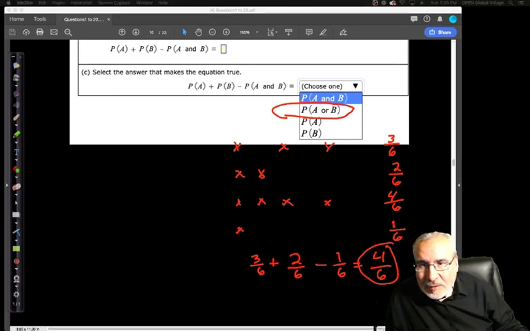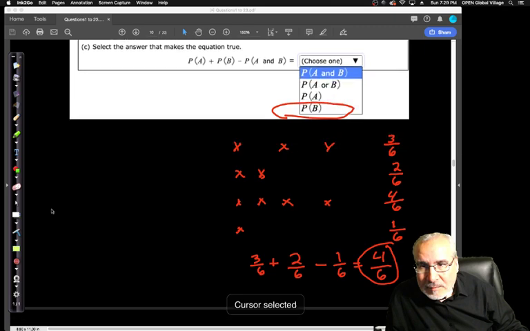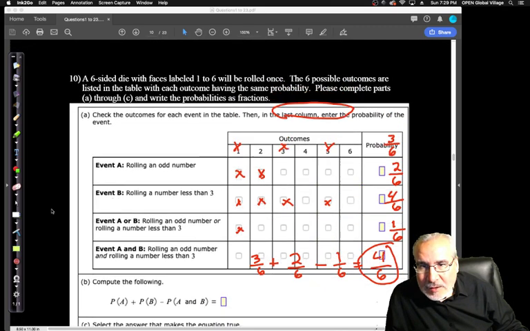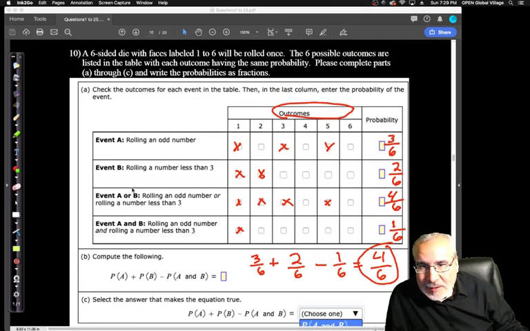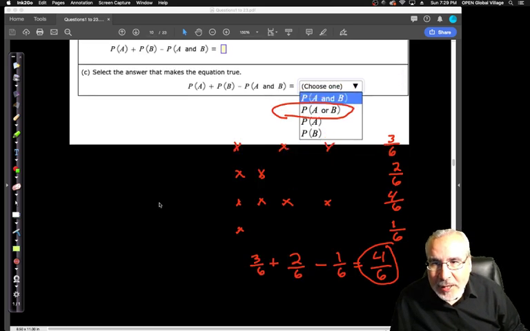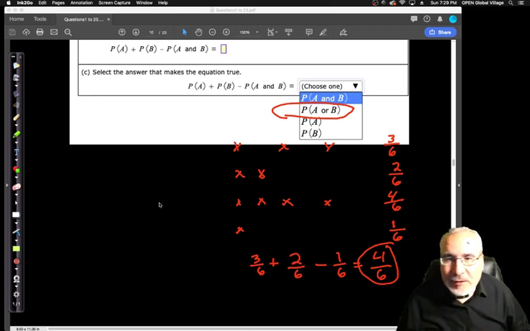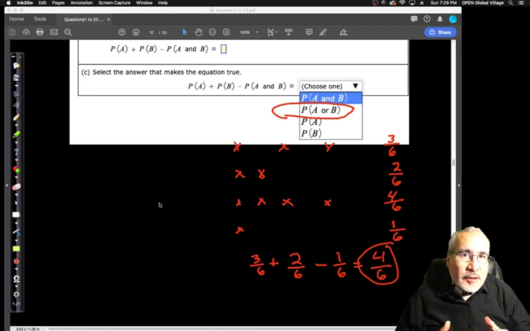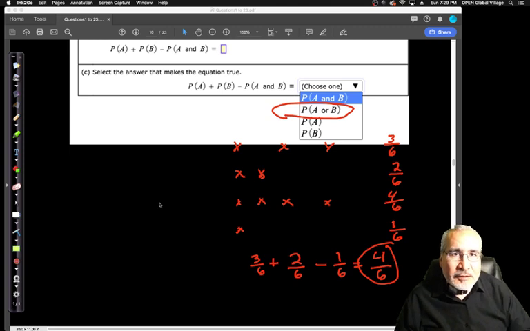Let's see if I can scroll it back down now. See if we match it all up here. Notice that the 4/6 goes with A or B. Okay, scroll back up. There we go. 2 answers. Question 10, we're going to stop this one, move on to number 11.